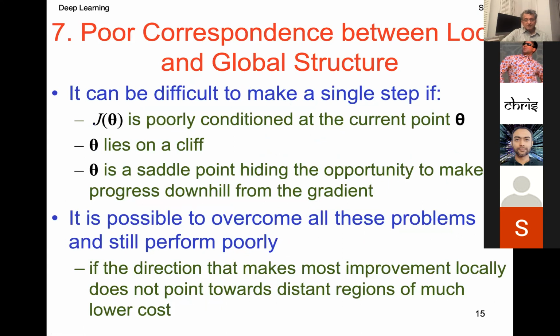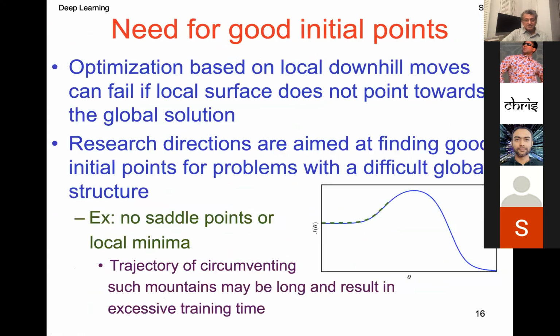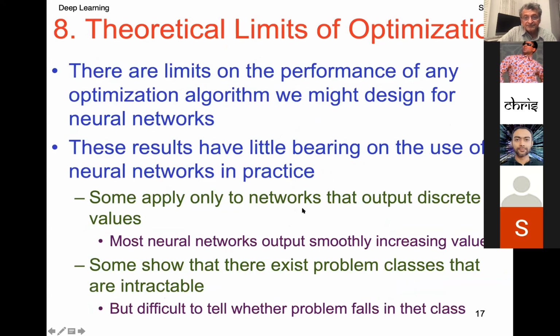Poor correspondence between local and global structure. Need for good initial points. Optimization based on local downhill moves can fail if the local surface does not point towards the global solution. Research directions are aimed at finding good initial points for problems with a difficult global structure. So there is also the issue of the starting point, and how we can make that good.